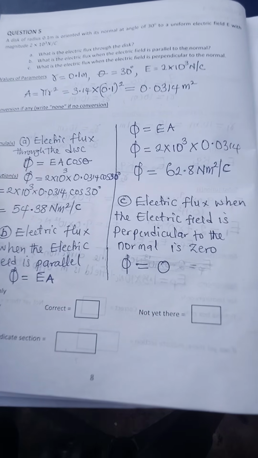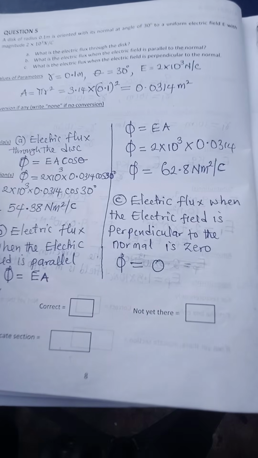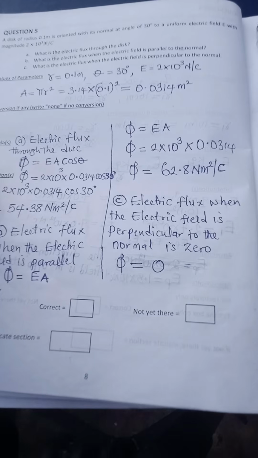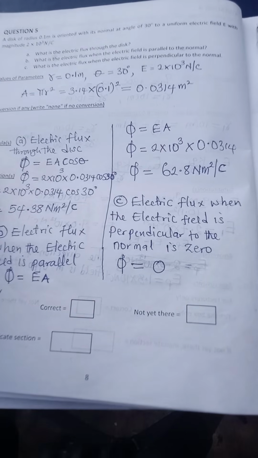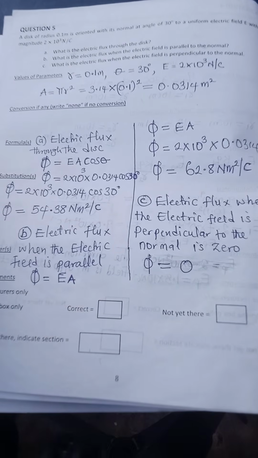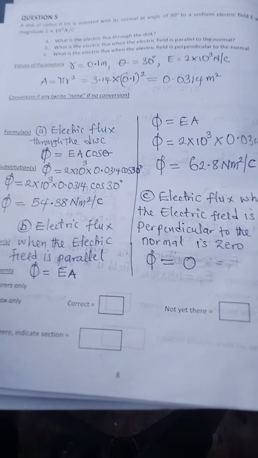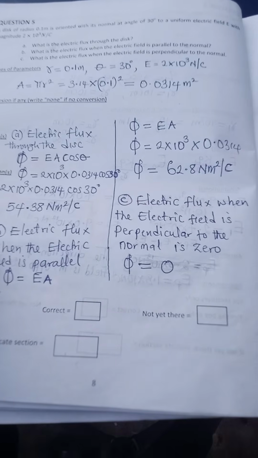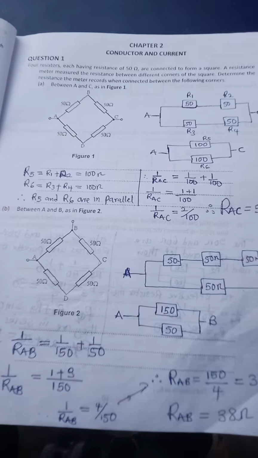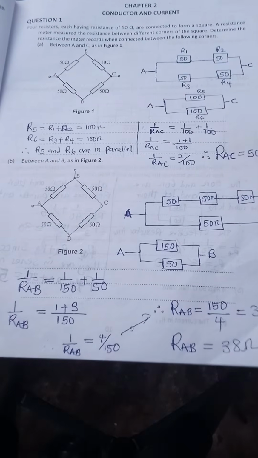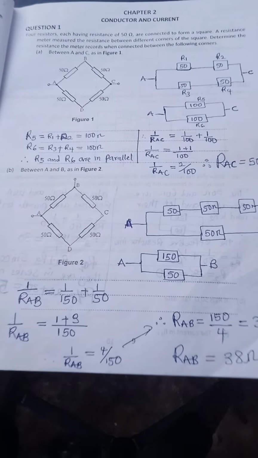And finally, the electric flux when the electric field is perpendicular to the normal is 0. The final answer there is equal to what? 0. So this is it. Okay? So let's go to chapter 2, which is conductors. This is chapter 2, which is conductors and currents.